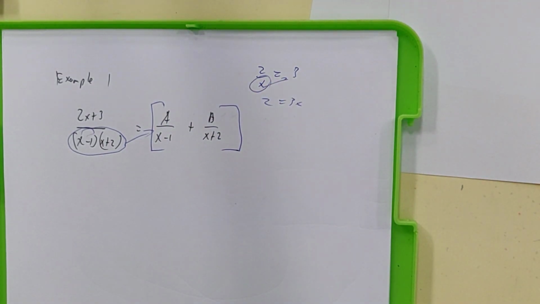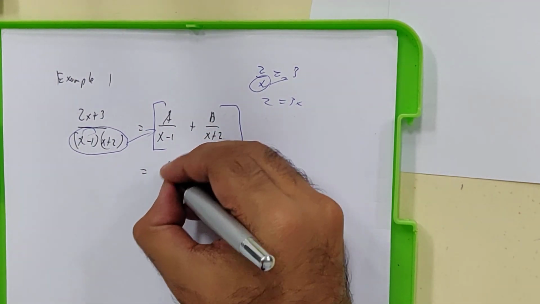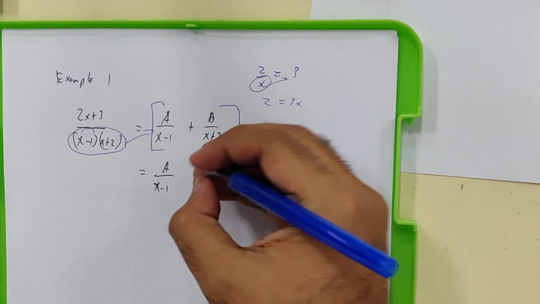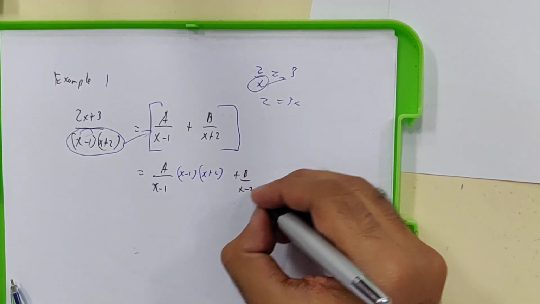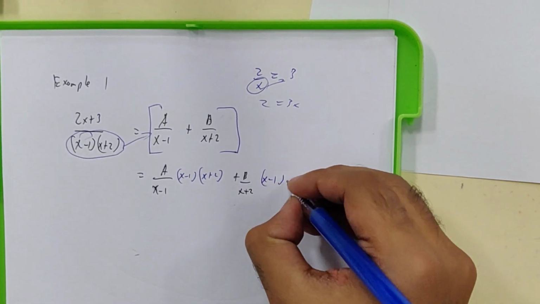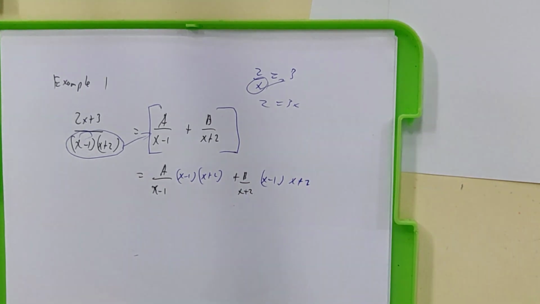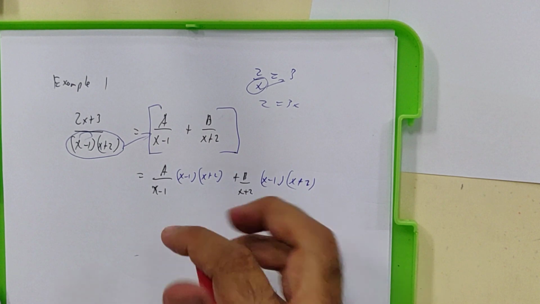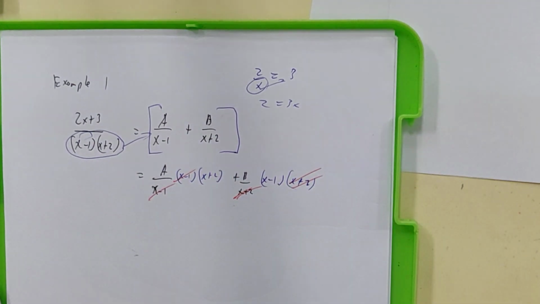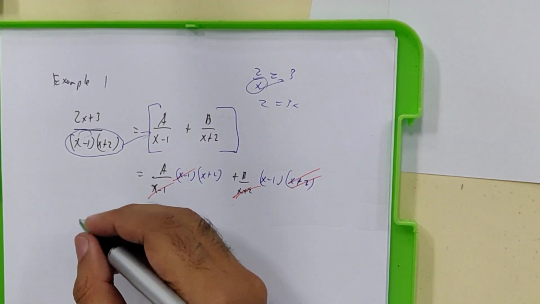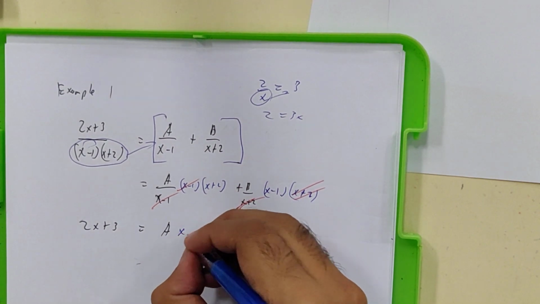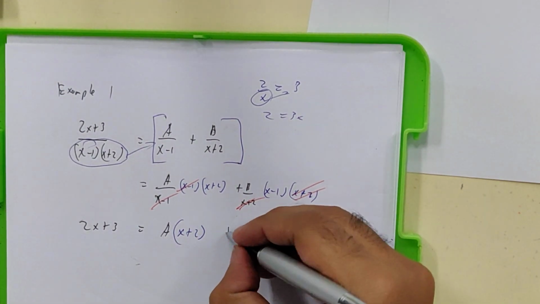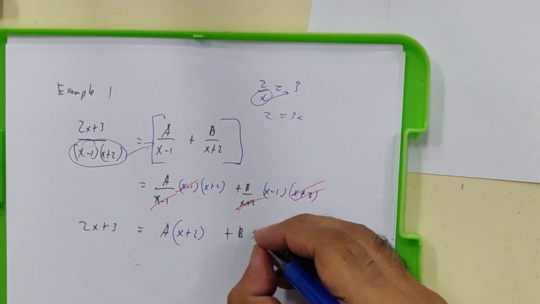So what actually happened, I'm going to show you only once, because you don't need this process, is a over x minus 1 times x minus 1, x plus 2, plus b over x plus 2 times x minus 1, x plus 2. So what happened? Yeah, cancel, simplify things out. If you want to cancel, you need scissors. Which you get yourself into here, 2x plus 3 equals a times x plus 2 plus b times x minus 1.